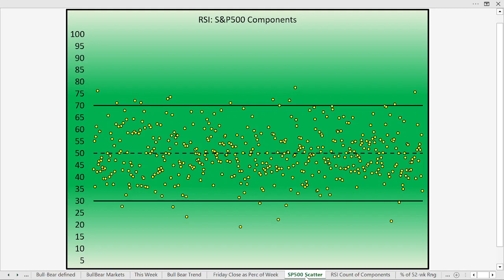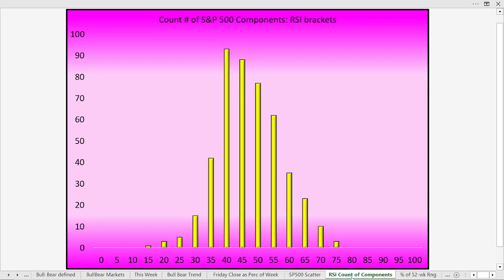Maybe not so much. Here we see every yellow dot represents one stock in the S&P 500 index. It's shown on our RSI, Relative Strength Index. The center line is 50, the lower line is 30, and the upper line is 70. And what we see here is a very equally spread out market. There's just as many stocks below 50% as there are above. There's no clear trend. We see here the histogram bars show us the count, the number of stocks in the index at every respective relative strength bracket.